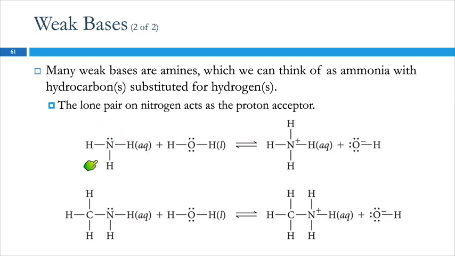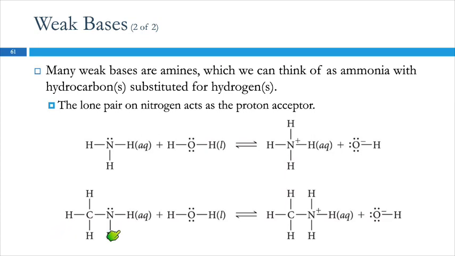So, the Lewis structure for ammonia, we've got this lone pair. And here we've got water. So what happens is that the hydrogen ion, it's only a proton. It leaves its electron with the water, and the proton goes over to the ammonia. And so now this has a positive 1 charge, this has a negative 1 charge. Nitrogen still has an octet of electrons. Oxygen still has an octet of electrons.